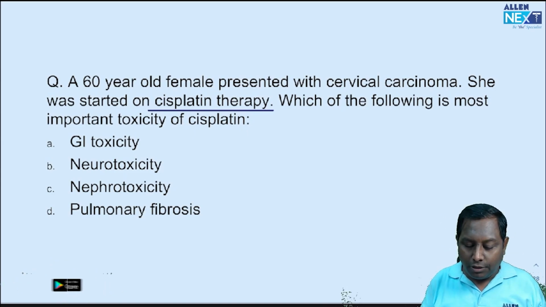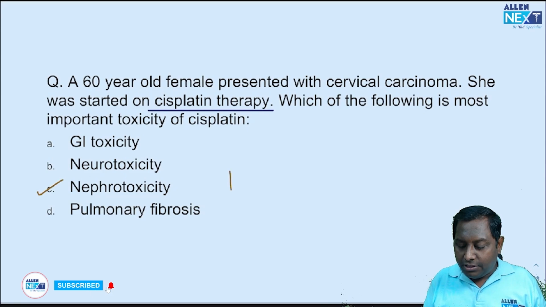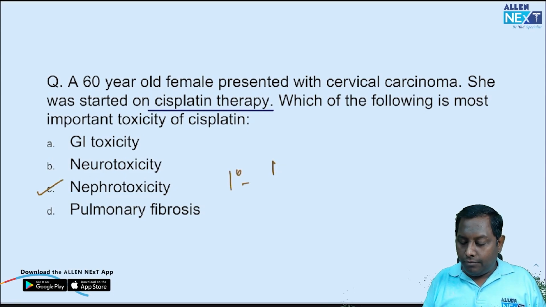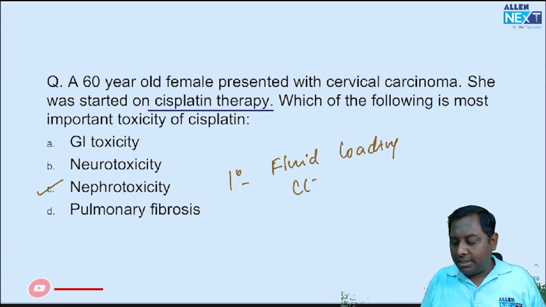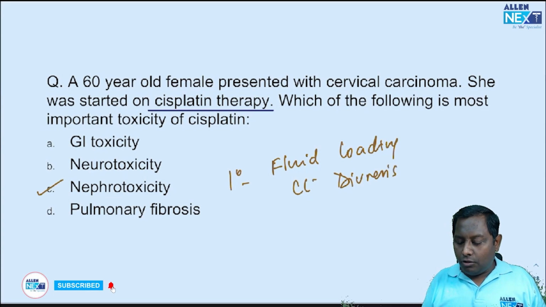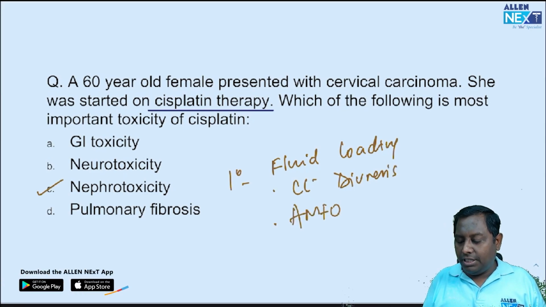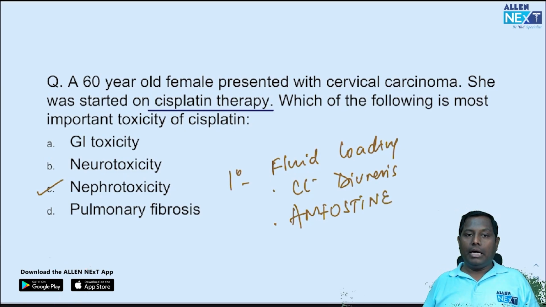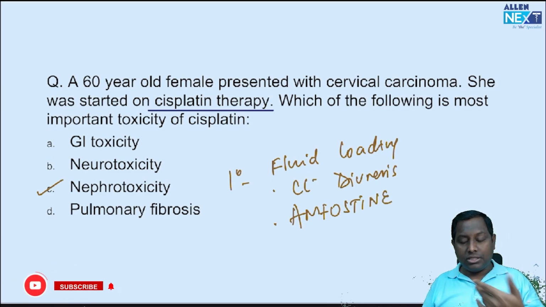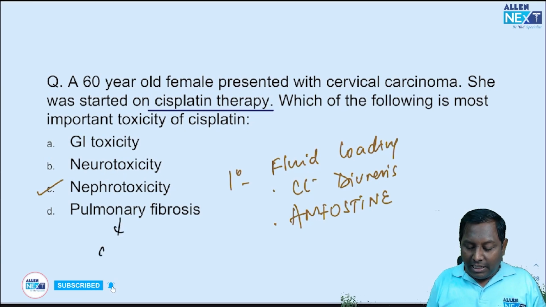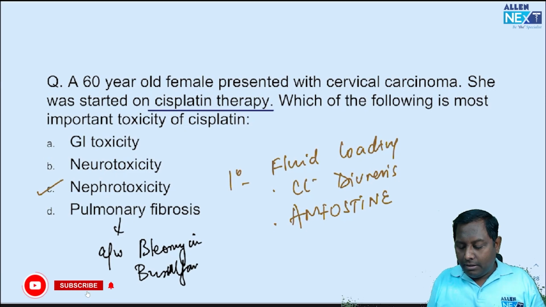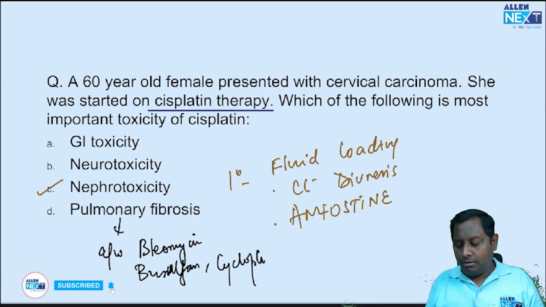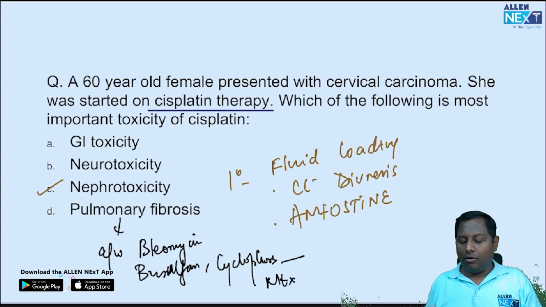जीआई टॉक्सिसिटी से अब इसका आंसर क्या होता है? नेफ्रोटॉक्सिसिटी. And for the prevention of the nephrotoxicity we give fluid loading, chloride diuresis करते हैं, and we also use the nephroprotective agent amifostine. Amifostine is the nephroprotective agent, है ना. So do remember, it is not something that will be causing mainly pulmonary fibrosis. It is a side effect that is associated with bleomycin, busulfan, cyclophosphamide, methotrexate. They will be causing pulmonary fibrosis.